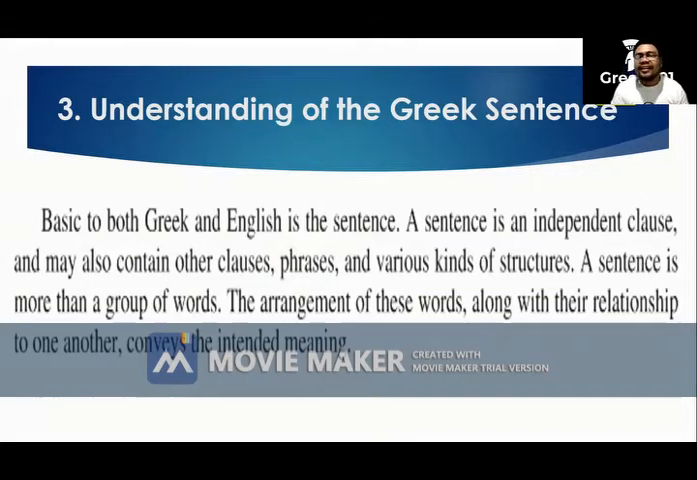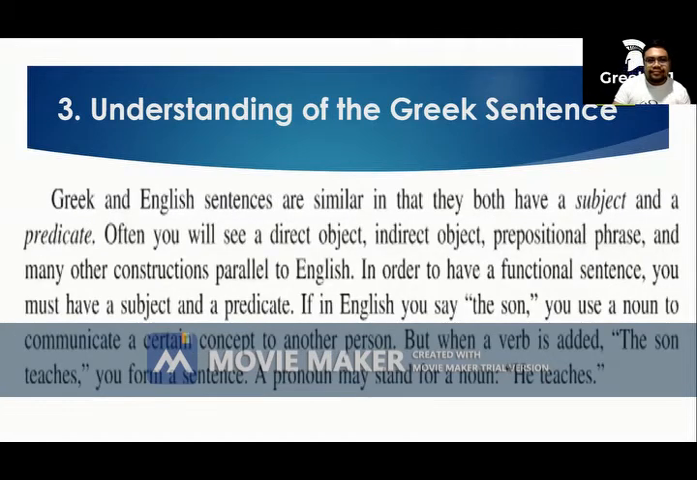Basic to both Greek and English is a sentence. What is a sentence? It is an independent clause and it may contain other clauses, phrases, and various kinds of structures. So a sentence is more than a group of words. The arrangement of these words along with their relationship to each other convey the intended meaning. So the same is true in English. A sentence could have one word. It could be phrases or clauses, depending upon the structure.